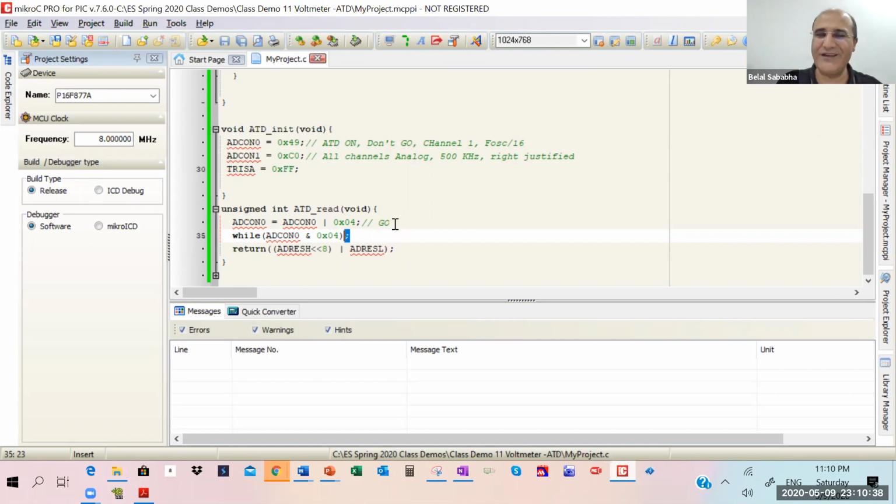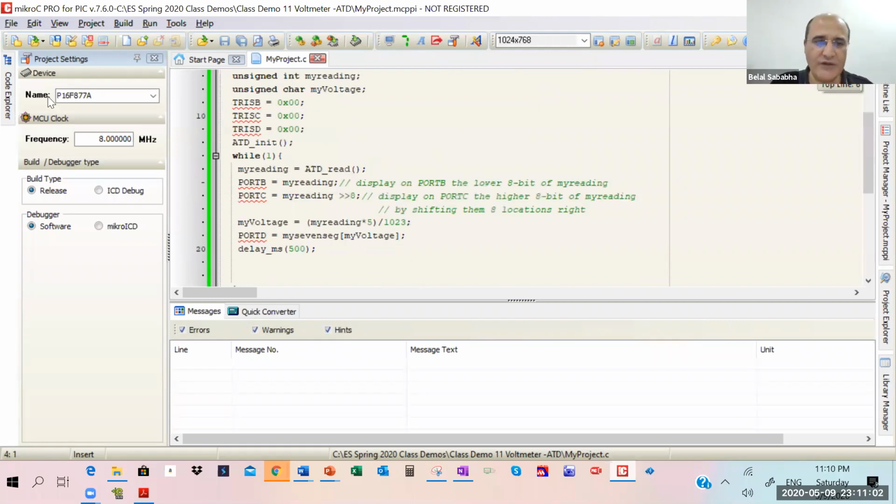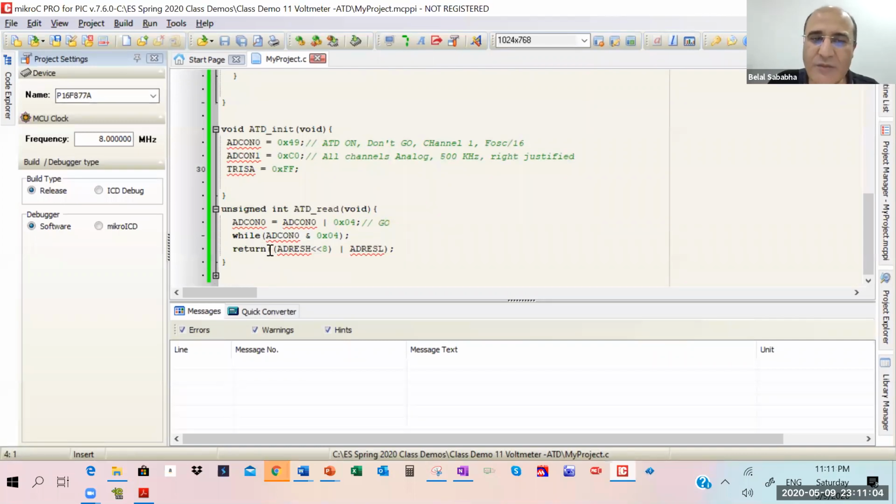That means the conversion is done, then I can read the result. Clear. Now the result I want to return. I told it the function A to D, this is its prototype. I'm not going to pass anything, but I'm going to return an unsigned integer. Why not an unsigned character? Because I want to return 10 bits, the character is 8 bits, right? So I have to go to the integer. So I'm going to return an unsigned integer, 16 bits.